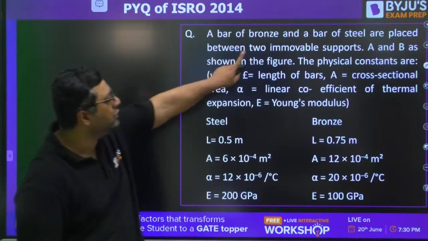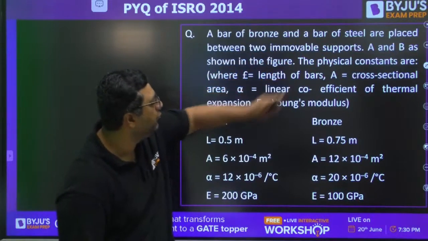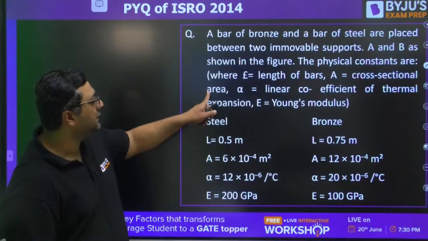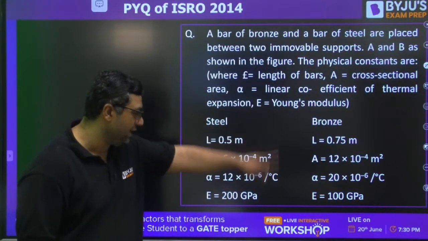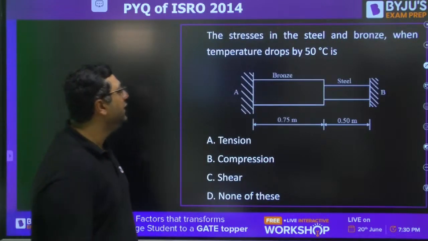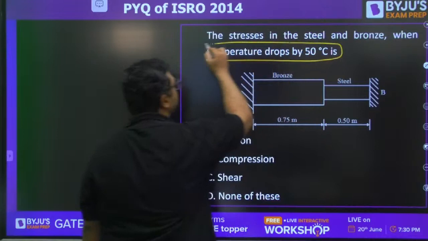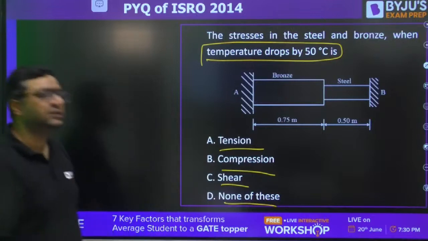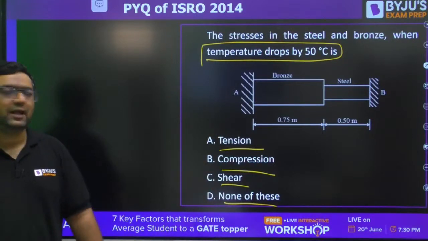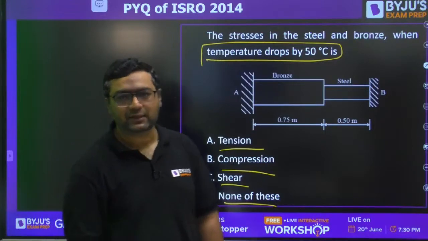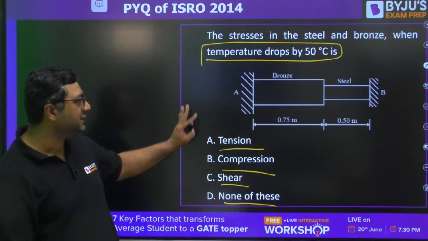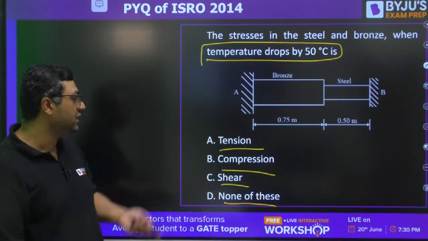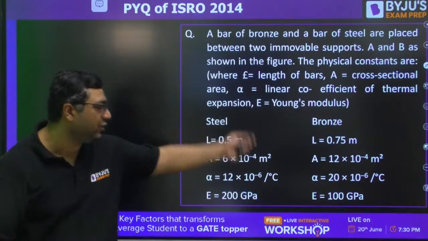A bar of bronze and a bar of steel are placed between two immovable supports. These are steel, bronze and steel, and all the dimensions are given. They are just asking you, if the temperature drops by 50 degrees Celsius, then the stresses in the bar will be tension, compression, shear or none of these. No calculation is required here. But to confuse you and waste your time, they have given the data so that you will try to solve it.